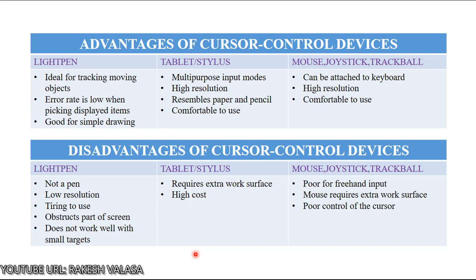Let us see the advantages of cursor tablet or stylus. First one is multi-purpose input modes, high resolution, resembles paper and pencil, comfortable to use. Disadvantages of tablet or stylus: it requires extra work surface, initial cost is high. Let us see the advantages of mouse, joystick, trackball.